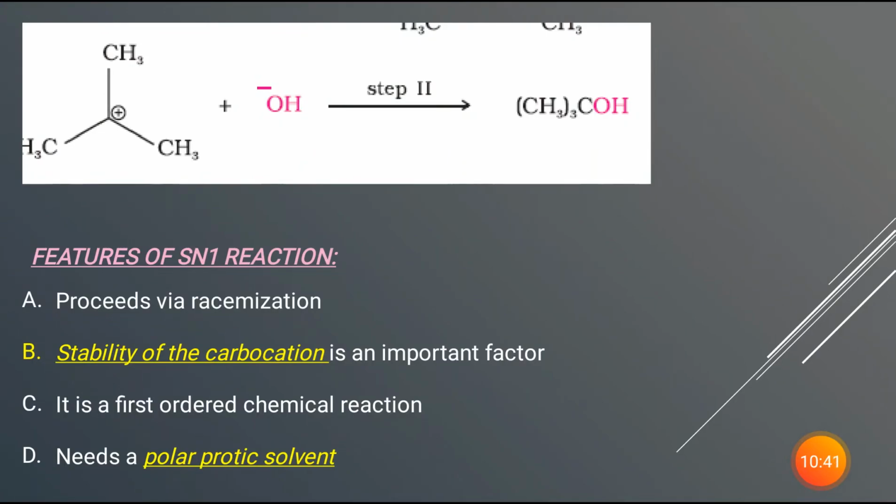Secondary carbocation formed, a bit less stable. Primary carbocation formed, the least stable. You know what the reason is? So stability of the carbocation is an important factor. Next, I already told you it is a first order chemical reaction. It needs a polar protic solvent. Yes, you can use alcohols, carboxylic acids, water, basically which give protons in the aqueous medium.